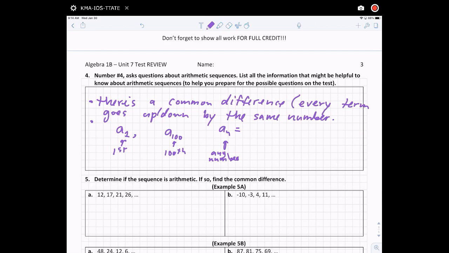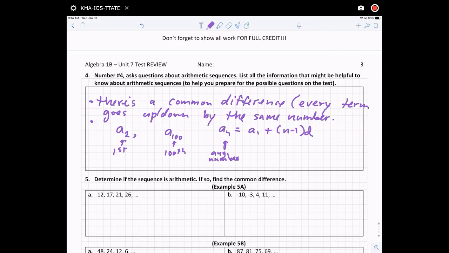A sub n is equal to A sub 1, that's a start. Then what follows? Plus, parentheses, n minus 1. Good. And it's going to be times that d. Okay?